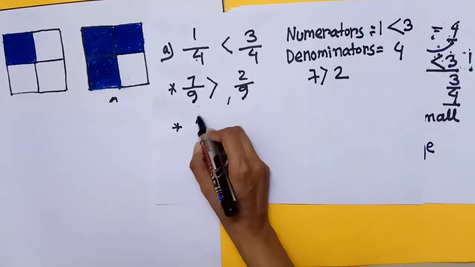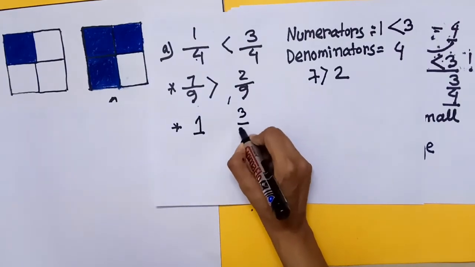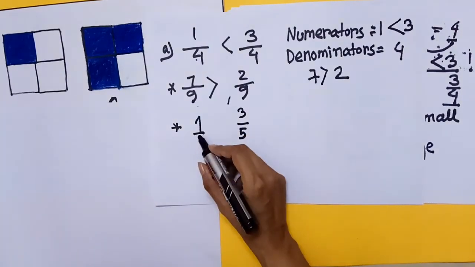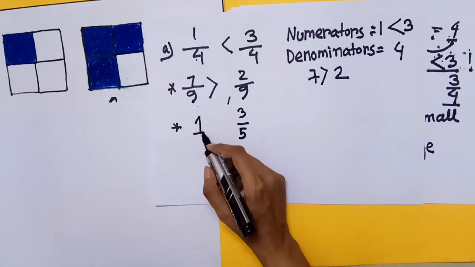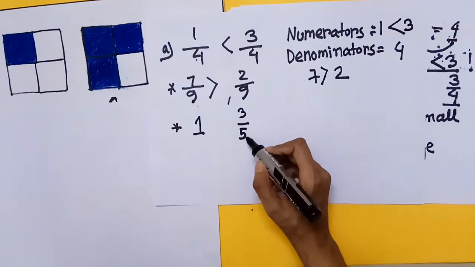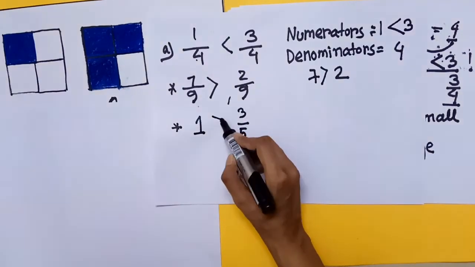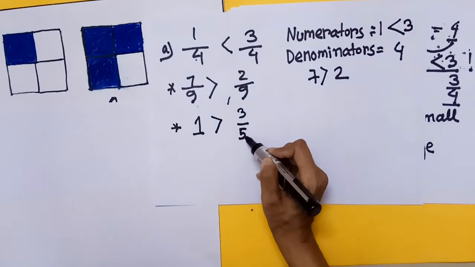Again, 1 and 3/5. Here 1 is the full part or full portion and 3/5 is a fraction. The full portion is always large, that's why 1 is larger than 3/5.